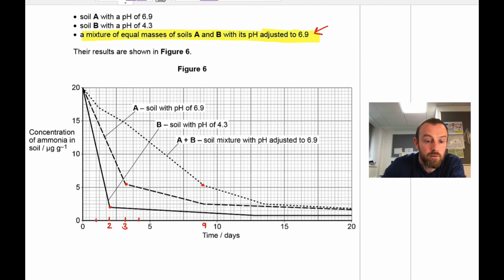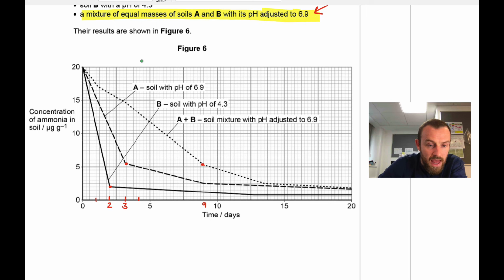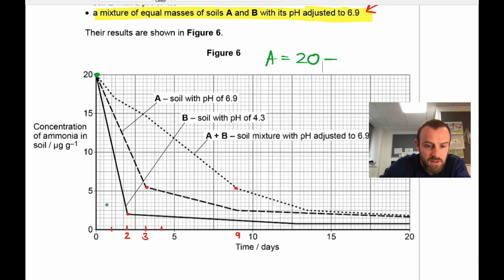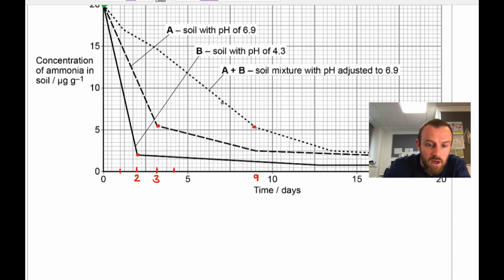Okay, so first of all, let's look at soil A. So we start at 20. So the change in Y is going to be 20 minus whatever we get to at day 2. Day 2, this is an annoying scale, isn't it? How many actual lines are there? I feel like my PDF is missing one. 1, 2, 3, 4, 5, 6, 7, 8, 9, 10. 10 lines up until this point, 20 lines up until this point. So that means it's 4 lines, 1, 2, 3, 4, per day. Okay, so this is definitely 2.